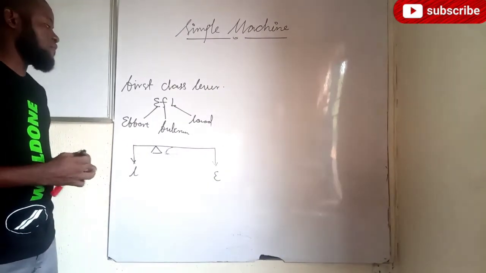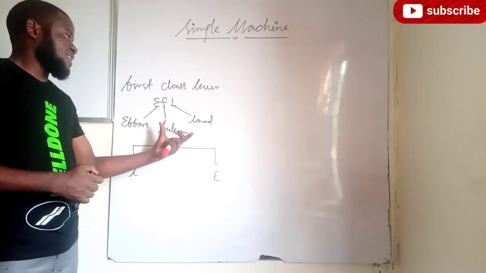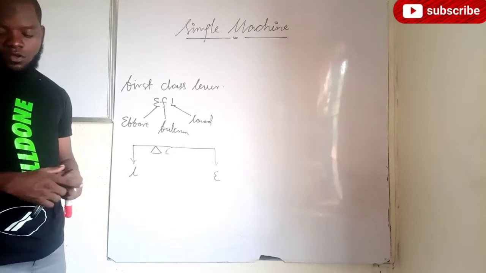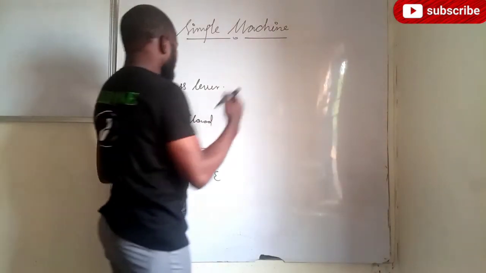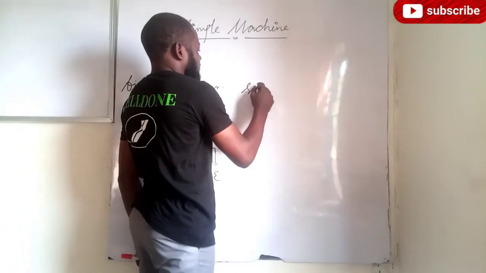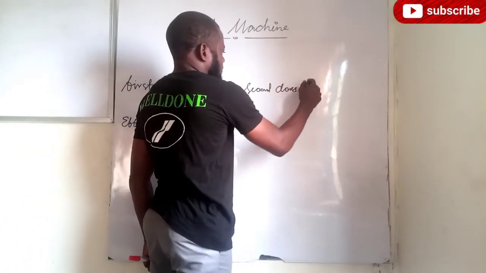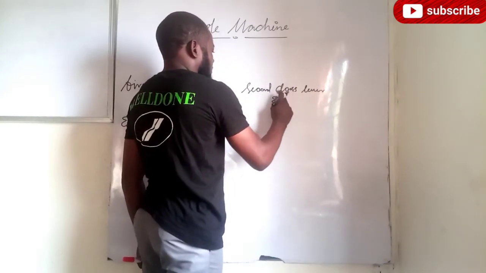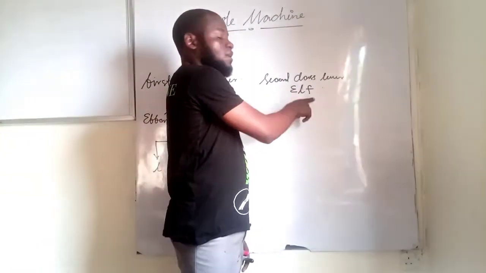So we also have a claw hammer, seesaw. They are all examples of a first class level. So let's move on to the second class level now. We have the ELF. Second class level now, ELF.